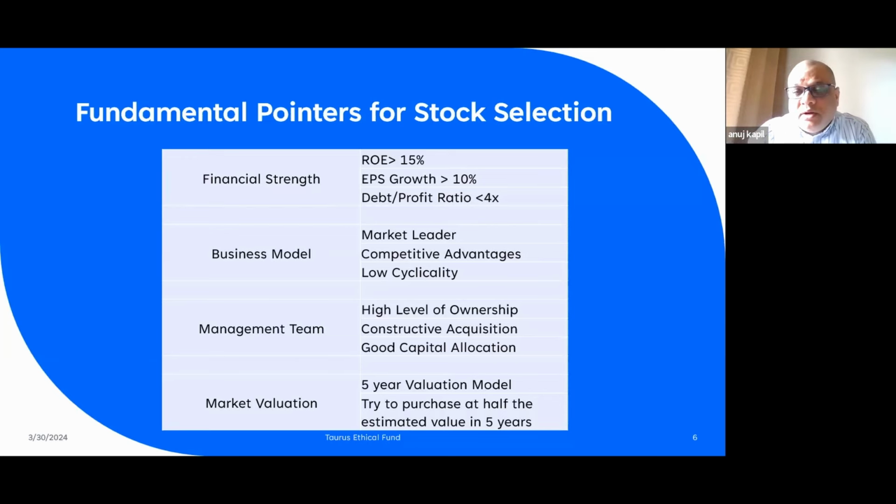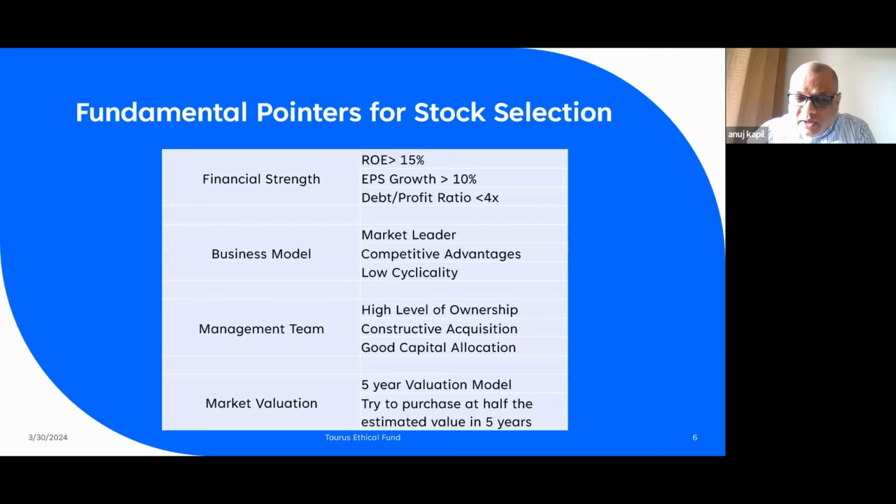If somebody is doing capex from their internal accruals, I'll be the happiest person, because when they are going to invest some of the profit in their growth, then the return on capital employed will increase. And then the ROIC, that is return on invested capital, will increase over a period of time. And that is how our return on equity will increase. And that is how our return on the stocks invested will increase. So that is our basic stock selection process.